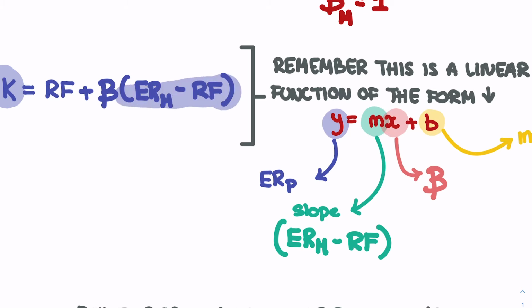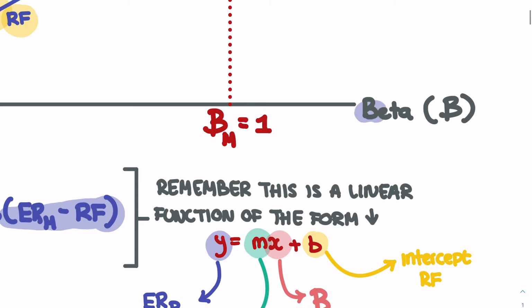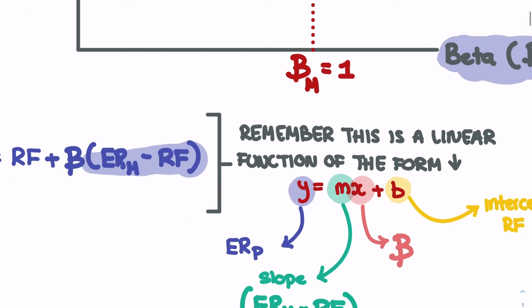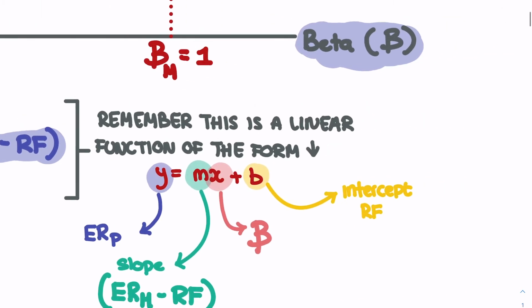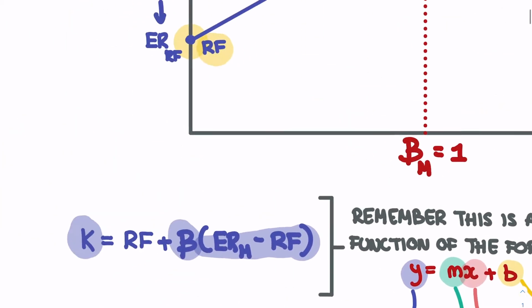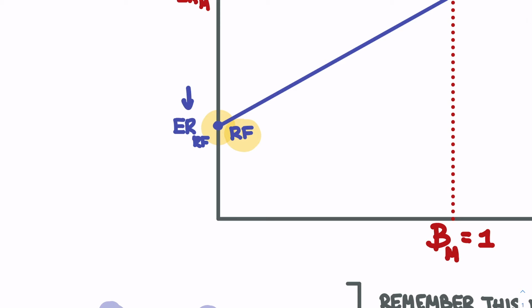M is equal to the slope, so in this case, the slope will be ERM minus RF. And as we can see, our horizontal axis consists of beta, therefore our x will be equal to beta. And then we know that b is our intercept, and in this case, we have made it very obvious that our intercept is equal to RF. Therefore, this is our intercept.